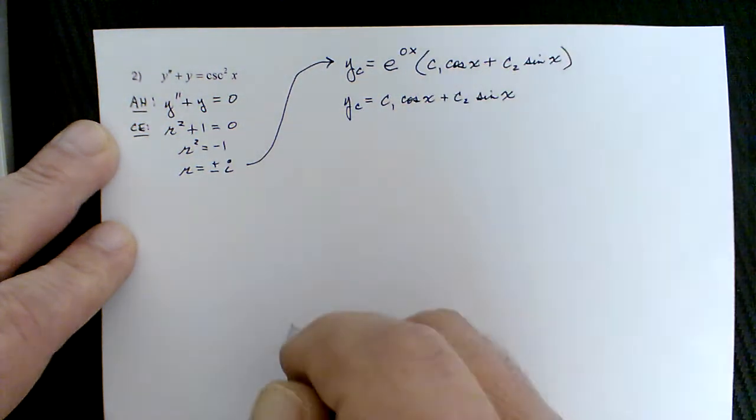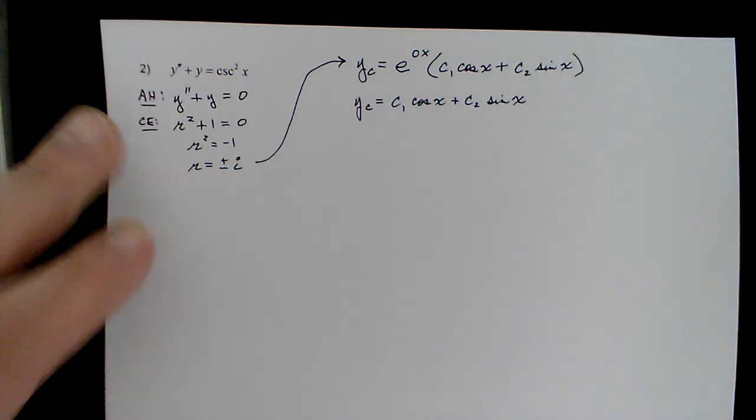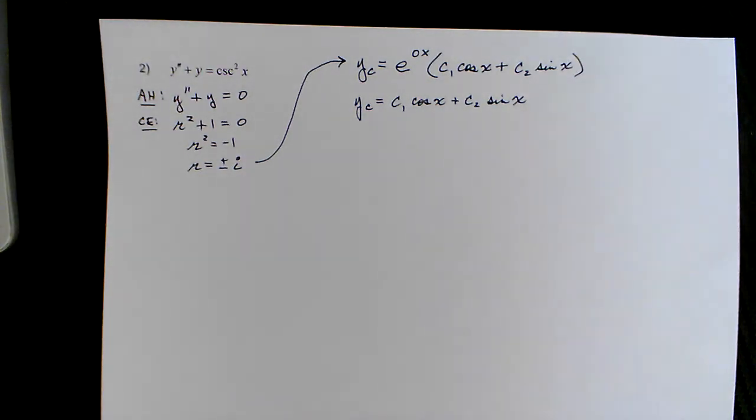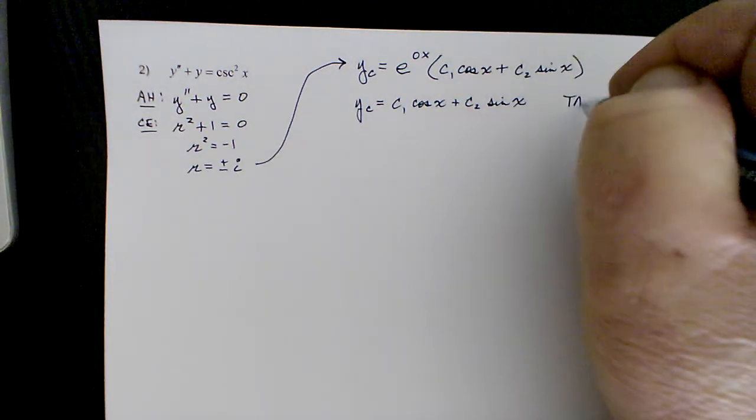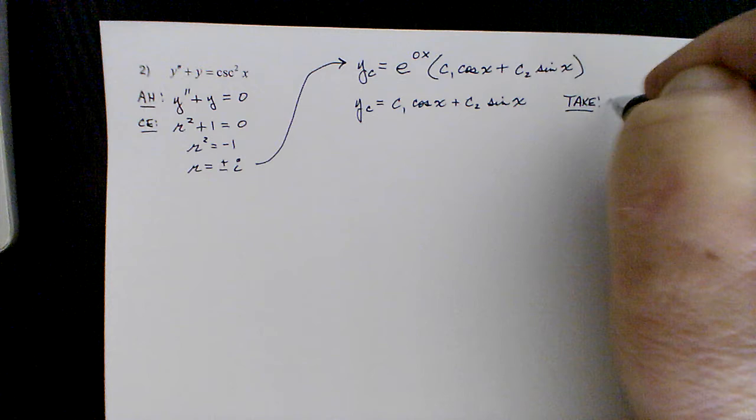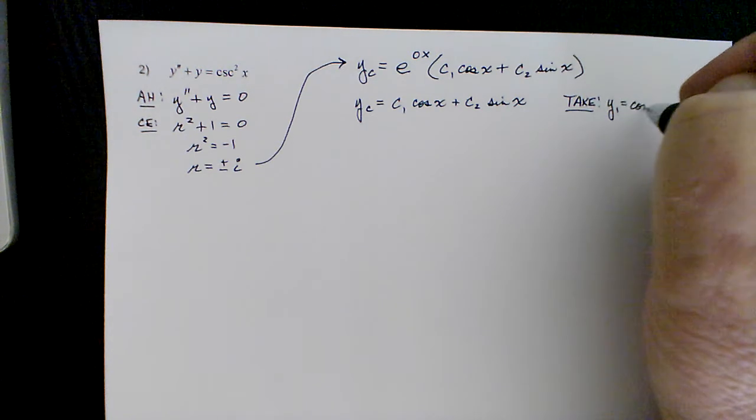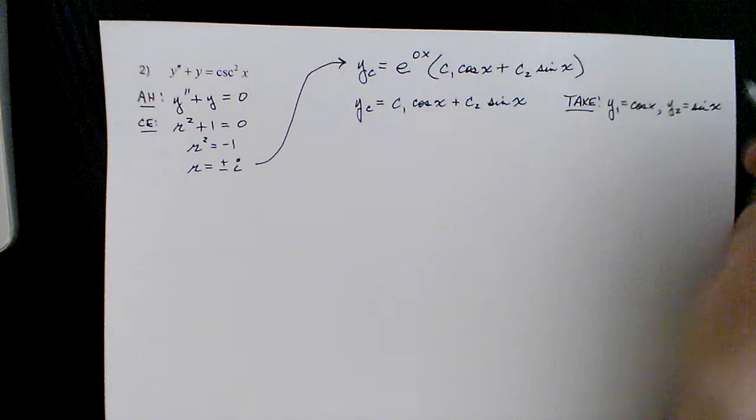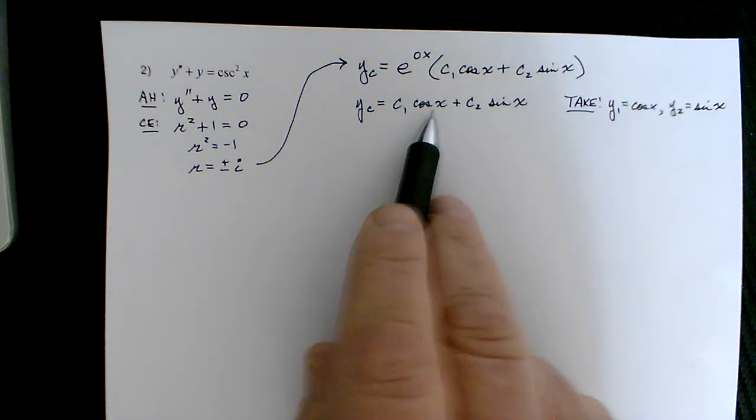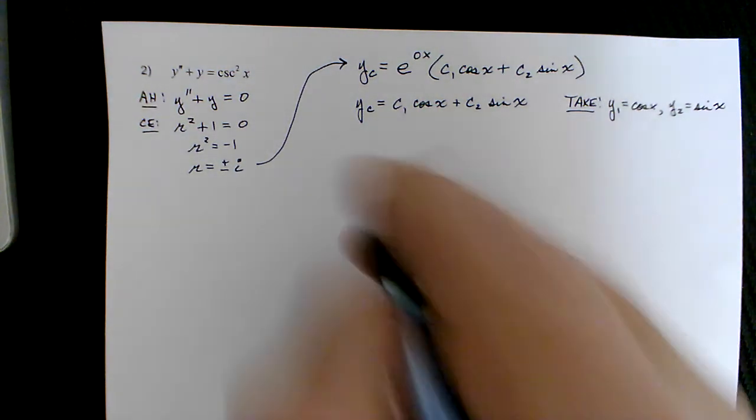Okay, so then the Wronskian. Well, before the Wronskian, actually, you want to consider what you should choose for y1 and y2. And so we're going to take y1 to be cosine x, and y2 to be the sine of x. Because remember, it's of the form c1 y1 plus c2 y2. Okay, now the Wronskian.